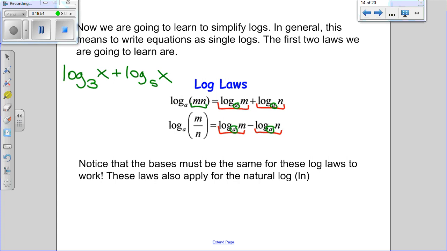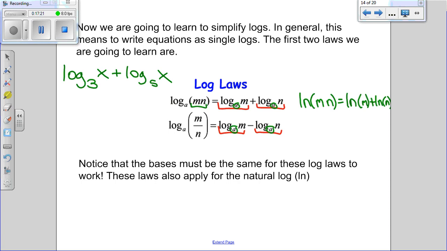These log laws also work for natural logs. So we don't really need to write it out, but you could say that ln of mn equals ln of m plus ln of n. Remember, lns are logs. It's just a base e. So of course the log law still applies then too.